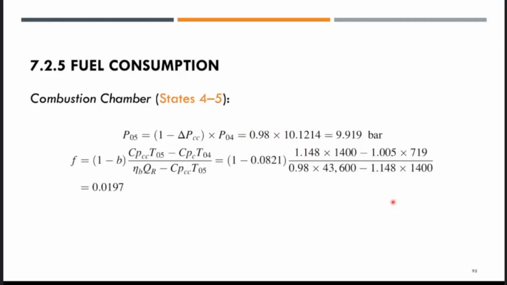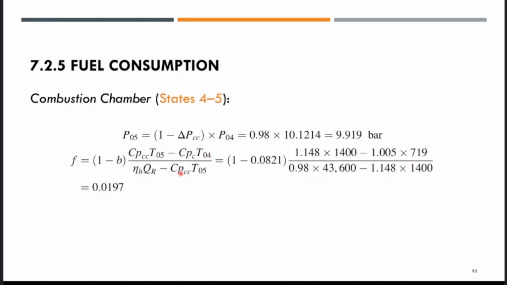So this is before it goes to the combustion chamber. In the combustion chamber, right, you have already been given the pressure drop or P_CC value, which is 2%, and you get the pressure at state 4.5 or P05 of 9.19 bar, and you can also find the fuel to air ratio to become 0.0197, considering the air bleed, already given, which is 0.0821.